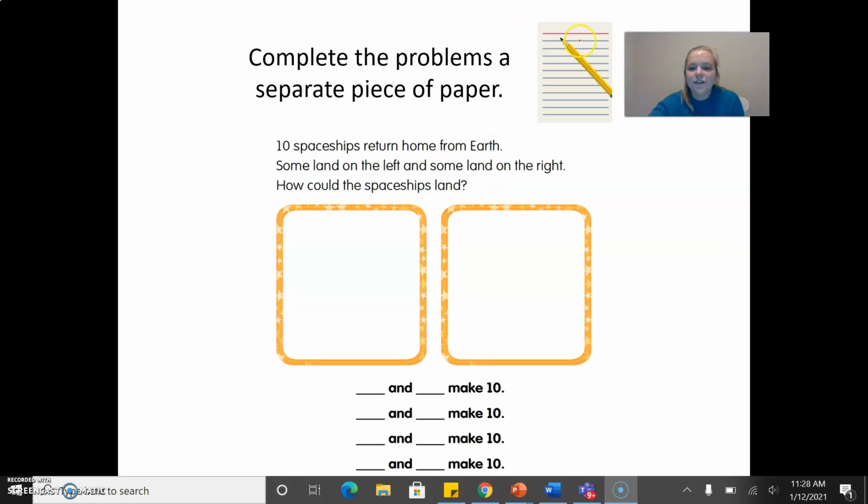All right, so I need you to go and get a piece of paper and a pencil so you can do this problem with me, okay? Because I'm going to do the first part and then I need you to work on the second part.